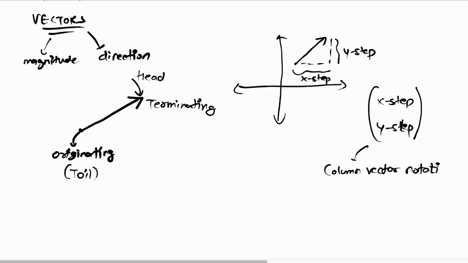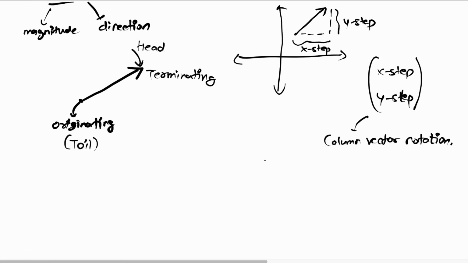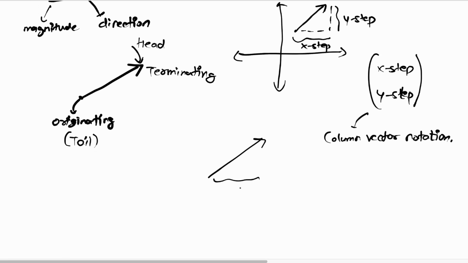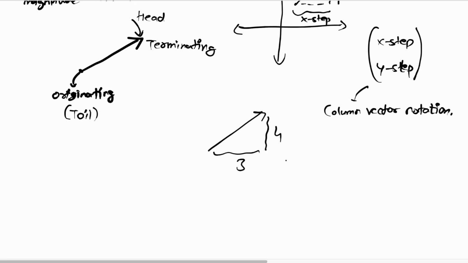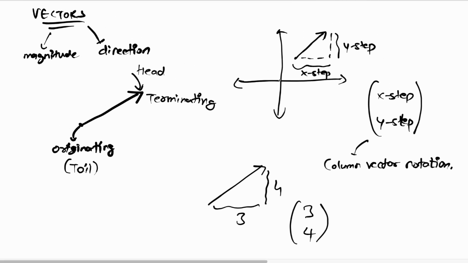Column vector notation. If I have a vector which goes 3 units right and 4 units up, the way I represent this vector is 3, 4. This is basically a column vector notation. And it doesn't matter where the vector is in the Cartesian plane because the vector is defined in terms of its x step and y step. So the position of the origin doesn't matter here. I can define the same vector somewhere here as well, somewhere here as well, somewhere here as well. So only the x step and the y step matters in this case.